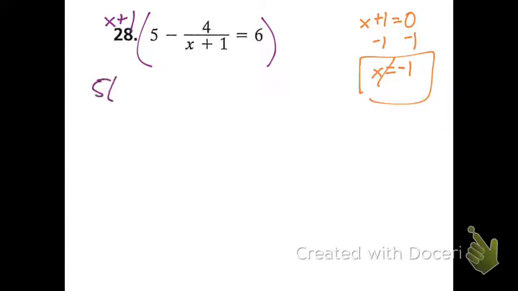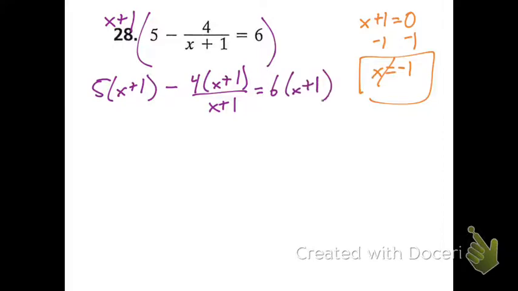That gives me 5(x plus 1) minus 4(x plus 1) over x plus 1, and that's equal to 6(x plus 1). So 5x plus 5 minus just 4. That's equal to 6x plus 6. So combining like terms, I have 5x plus 1.